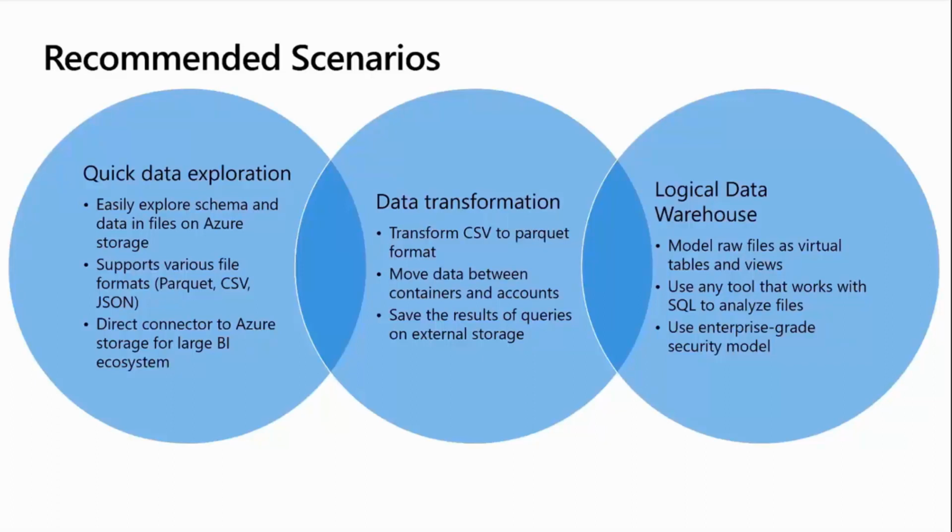So that's one scenario. The second scenario that can be really useful is data transformation, and I'll spend a bunch of time later in the session talking about the different patterns there. But the key idea is that I might have data coming from CSV or Parquet or JSON, and I want to either aggregate that data, or transform it into another format, or just move the data between different storage containers and accounts. So that's the second use case. And then the third use case would be a logical data warehouse.